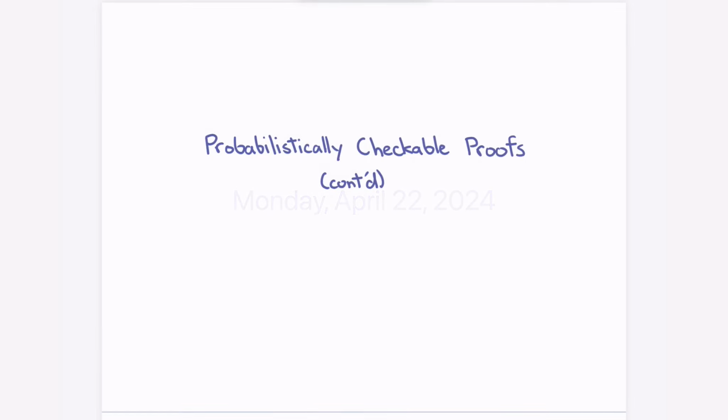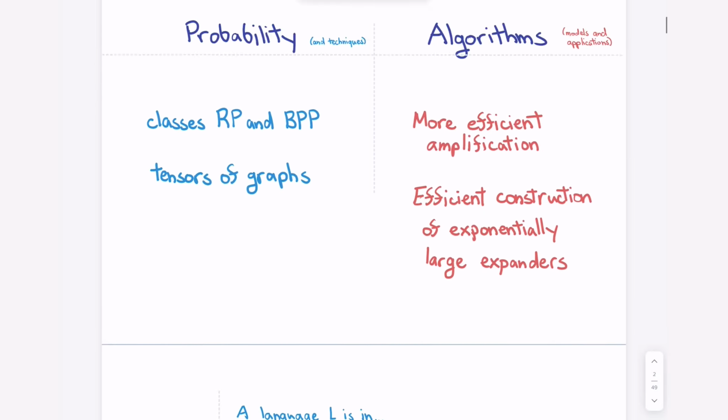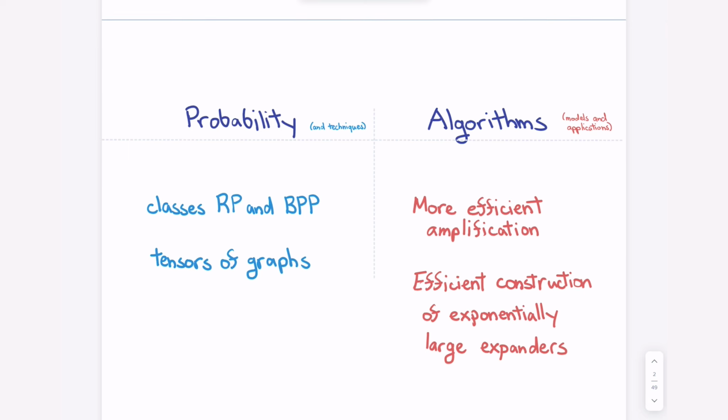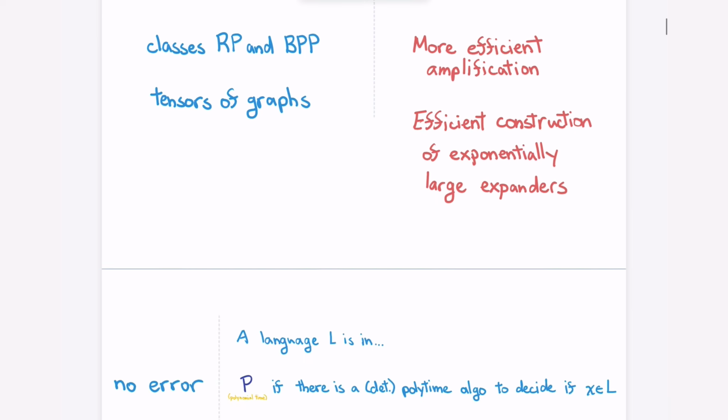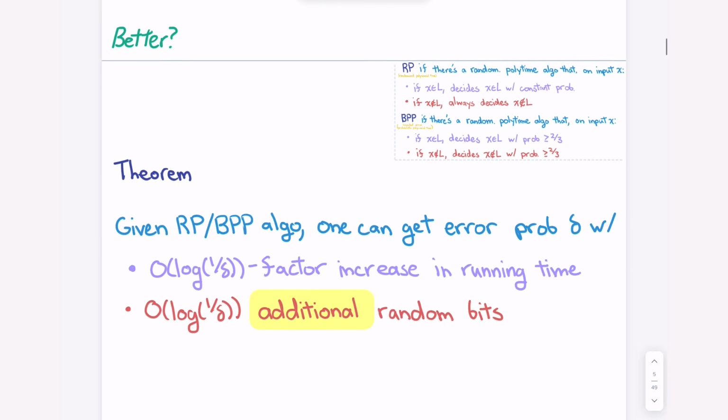All right, let's get started. So we're continuing probabilistically checkable proofs, right? We've been talking about these expanders, de-randomizing things. We're going to build on those techniques.